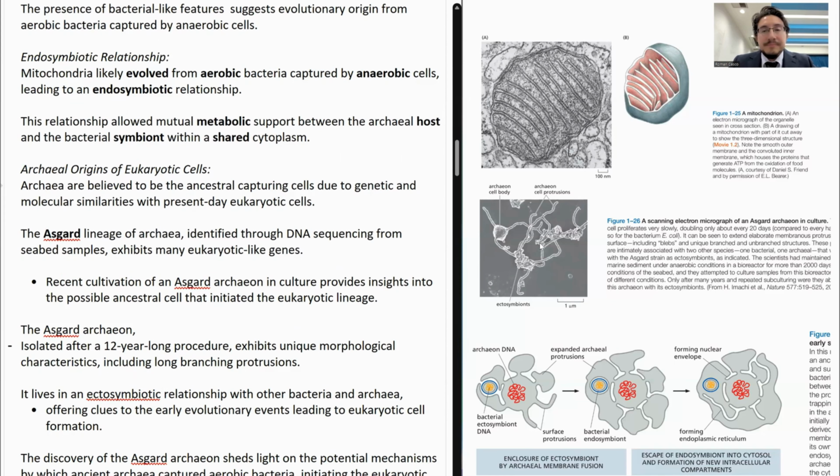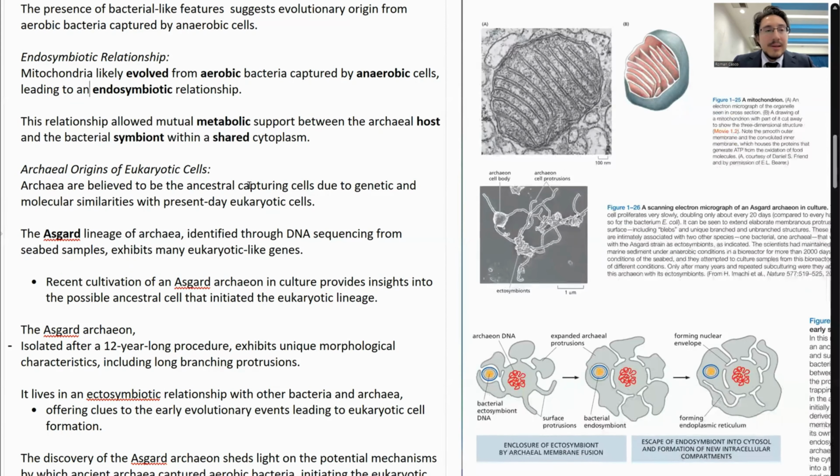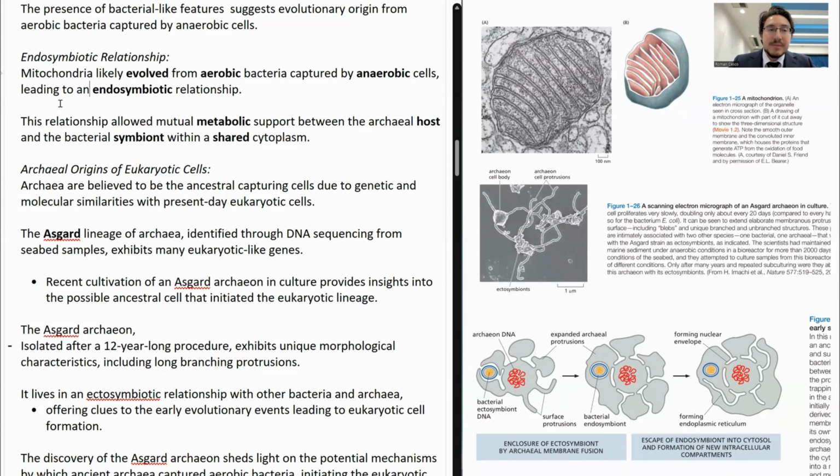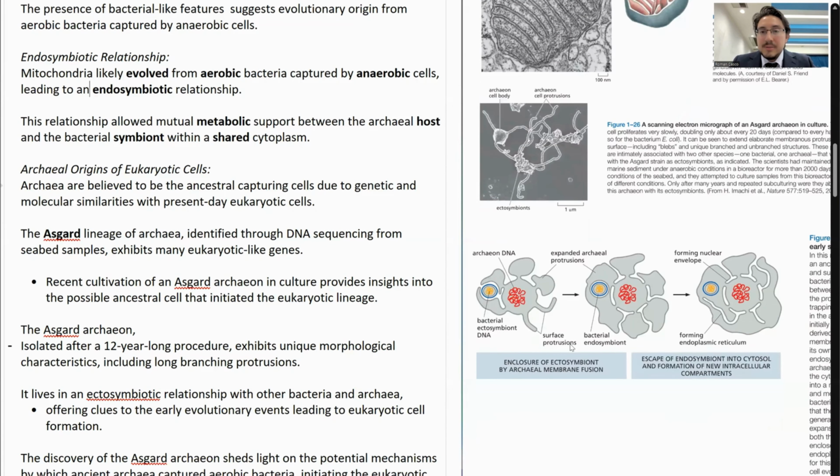So, the endosymbiotic relationship: mitochondria likely evolved from aerobic bacteria that were captured by anaerobic cells, anaerobic meaning that they don't use oxygen in their metabolism. And that led to an endosymbiotic relationship. Okay, so I'm going to go a little bit down, a little bit up here.